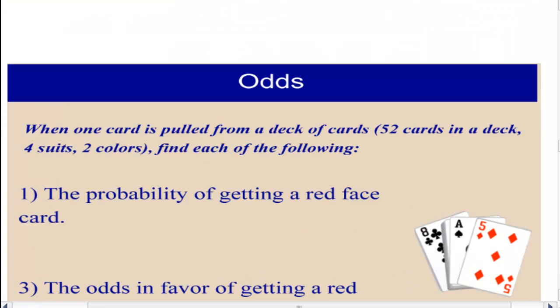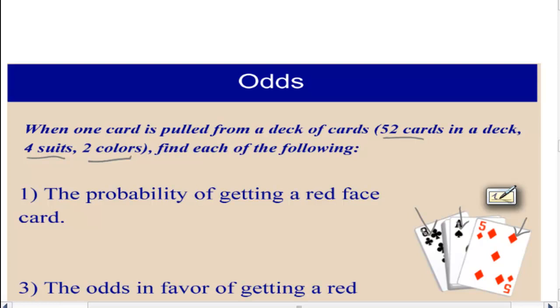Next, we're dealing with a deck of cards. And to help you know how to break this down, you're told that there are 52 cards in a deck, 4 different suits. You can see 3 of the suits here: diamonds, spades, and clubs. We are missing hearts here. That would be your 4th suit. And there's 2 different colors. The hearts and the diamonds are red, and then the clubs and the spades are black. So now that we know this information, let's look at the first problem.